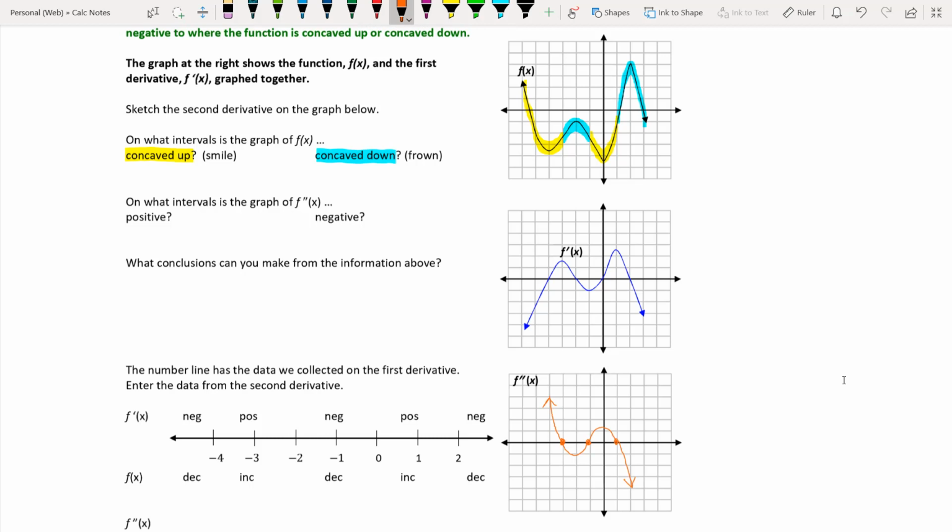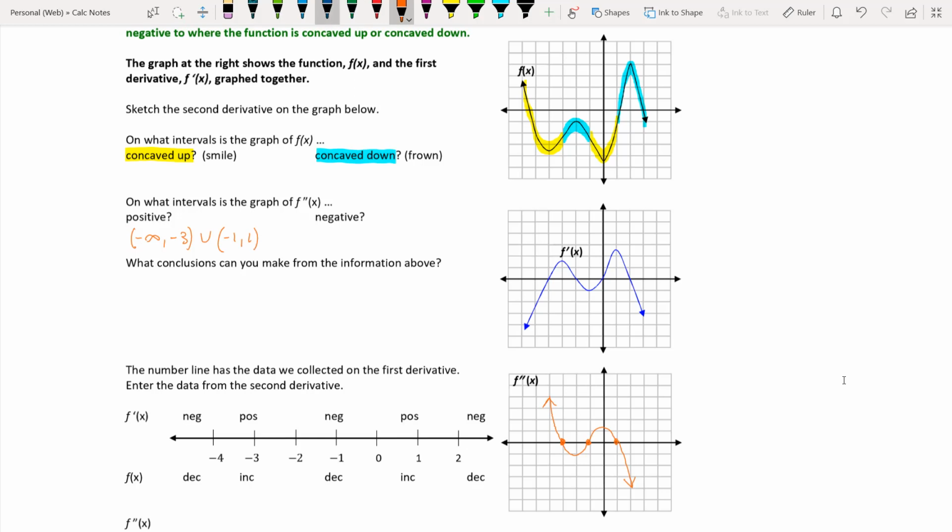So my first one, concave up, smiling, that would be from -infinity all the way over to -3. So -infinity, comma, -3. And it was also smiling or concave up from -1 to 1.